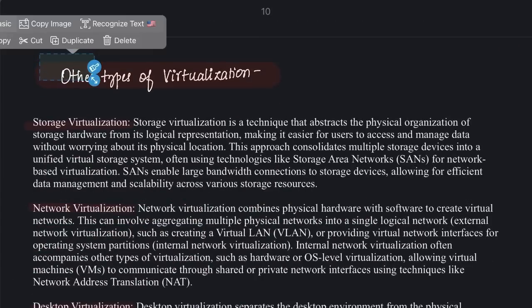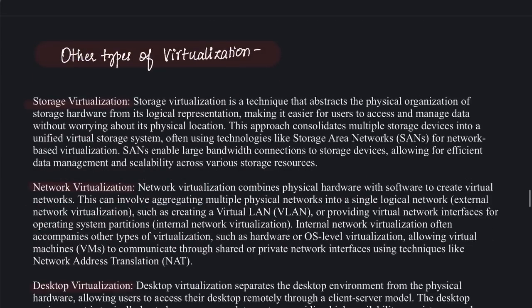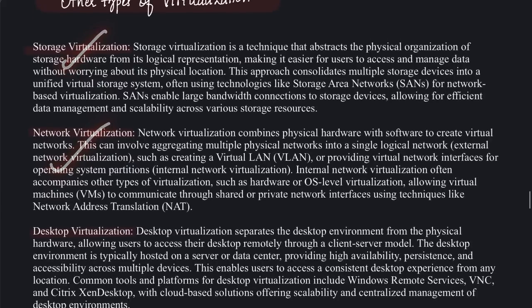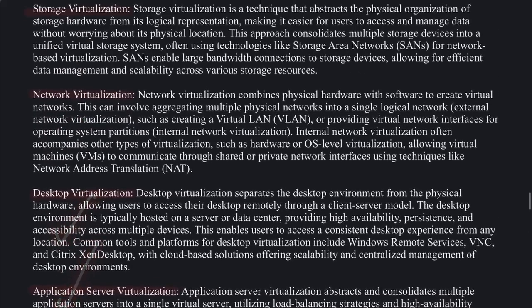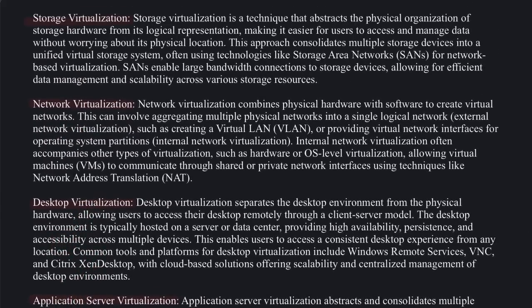There are other types of virtualization. In other types of virtualization, we have storage virtualization, network, desktop, and application server virtualization. Storage virtualization is a technique that will abstract the physical organization of storage hardware from its logical representation, thereby making it easy for users to access and manage the data without worrying about the physical location. You're just storing the data here, often using technologies like storage area networks for network-based virtualization.